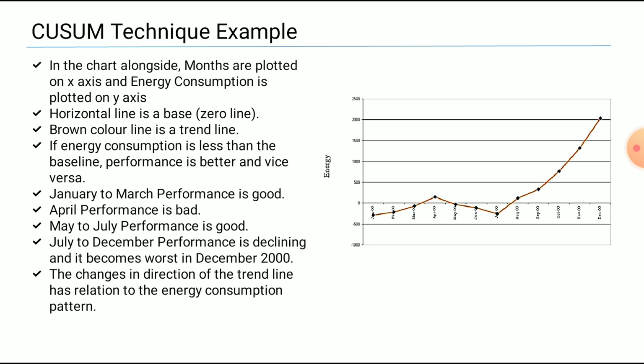If you consider again May, June, July, the 3 points are all below the baseline. Hence, we can say that the energy consumption from May, June, July is less. So the performance of that industry is good. Again, we consider August, September, October, November, and December, the values are above the baseline. So the performance is worst.